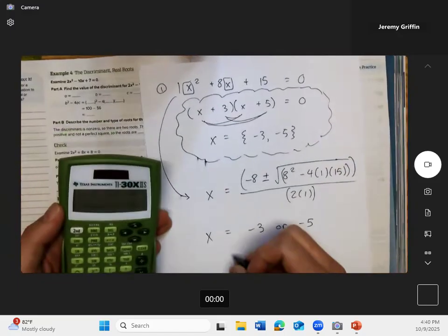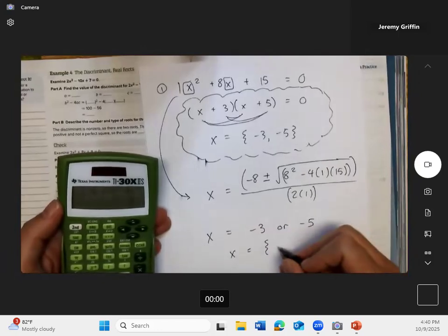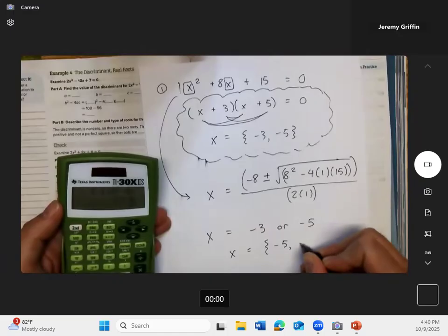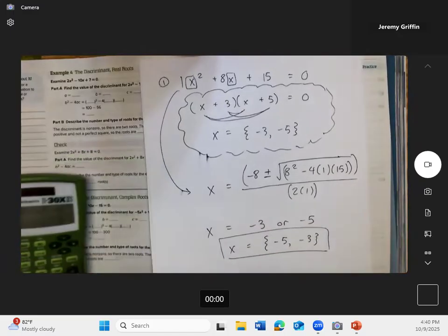So that's it. x equals, I guess I put them in order, so negative 5, negative 3, in little curly brackets. Move on down.